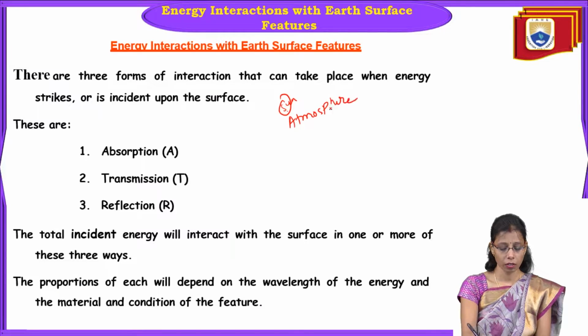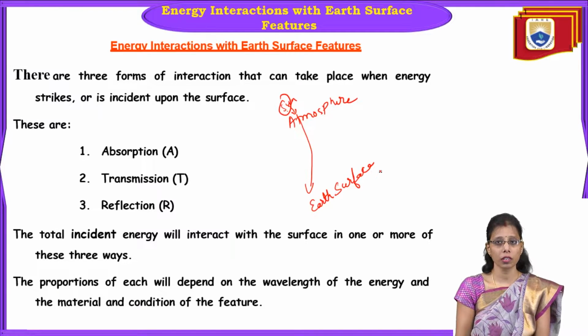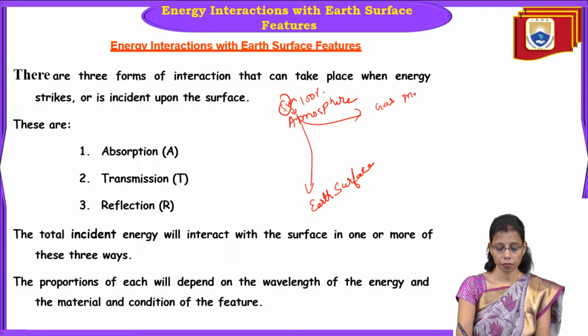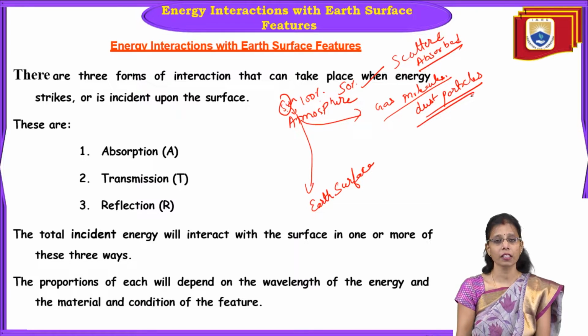Suppose this is the sun and this is the atmosphere. When the radiation is reaching the Earth's surface, 100% of it will not reach the surface directly. Due to the presence of gas molecules and dust particles, out of 100%, around 50% will be scattered, or absorbed.